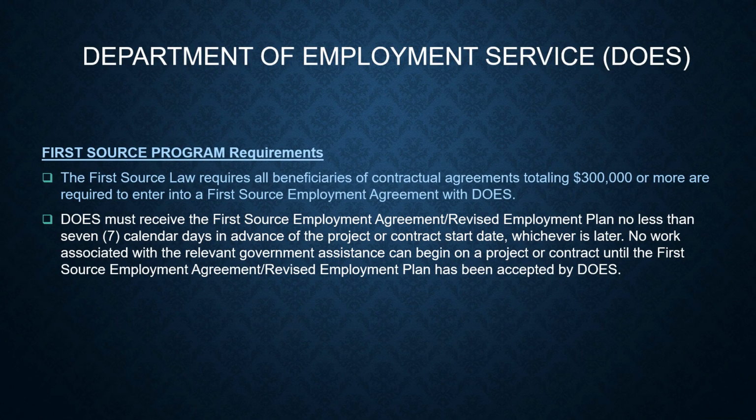The first source law requires all companies who have contracts of $300,000 or more to enter a first source employment agreement with DOES. This agreement, plus the revised employment plan, must be submitted to DOES no less than 7 calendar days in advance of the project or your contracted start date, whichever date is later. No work can be begun on these projects until an employment agreement as well as an employment plan has been accepted by DOES. Accepted means that it's been submitted and ratified by DOES.